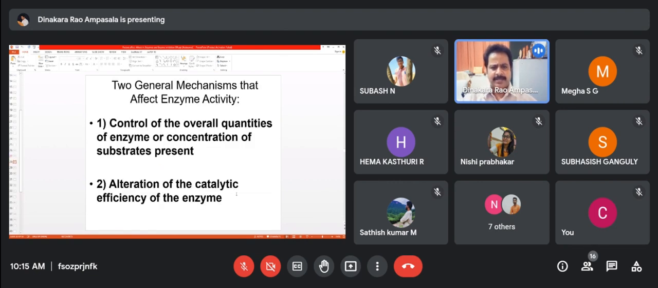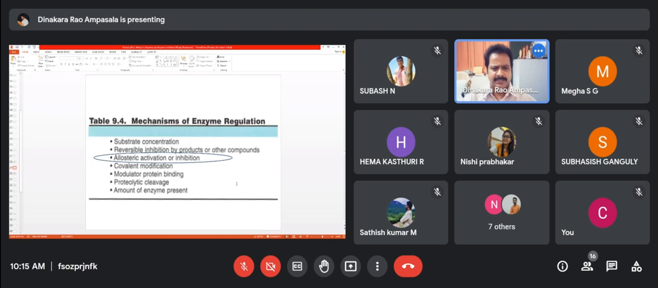So, the general mechanism: there are several factors that control the overall quantities of enzymes, the concentration of substrate present, and the alteration of catalytic efficiency of enzymes. You can see many stages. We have discussed that many steps are there to control the enzymatic activity, or to maintain the homeostasis of substrate concentration or product concentration inside the cell.